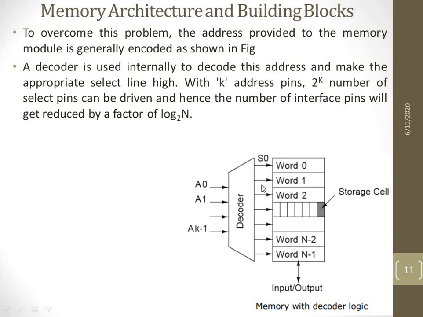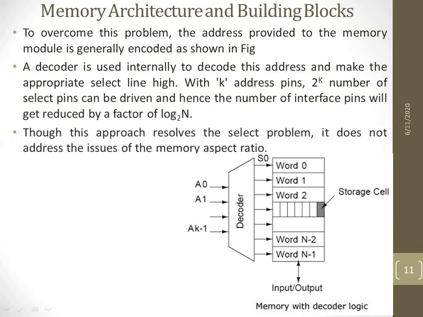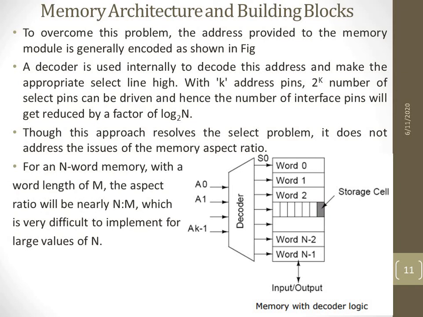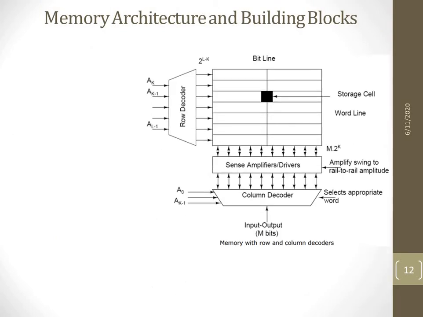With a K-bit address, the decoder gives me 2 power K select lines. So the number of interface pins is reduced by a factor of log n. Though this approach resolves the select problem, it does not address the issue of the memory aspect ratio. For an n-word memory with a word length of m, the aspect ratio will be nearly n to m, which is very difficult to implement for large values of n.